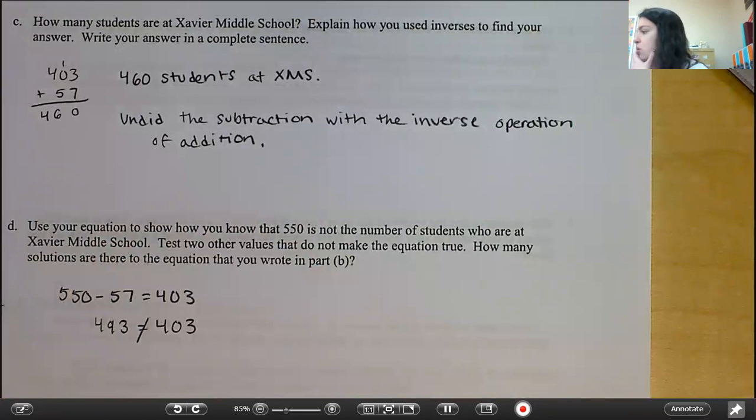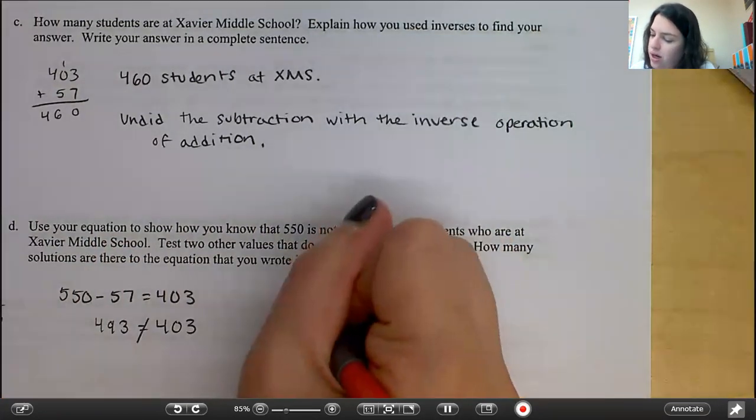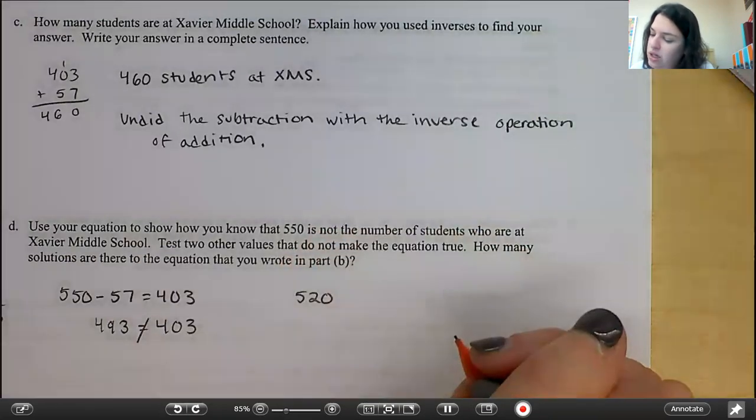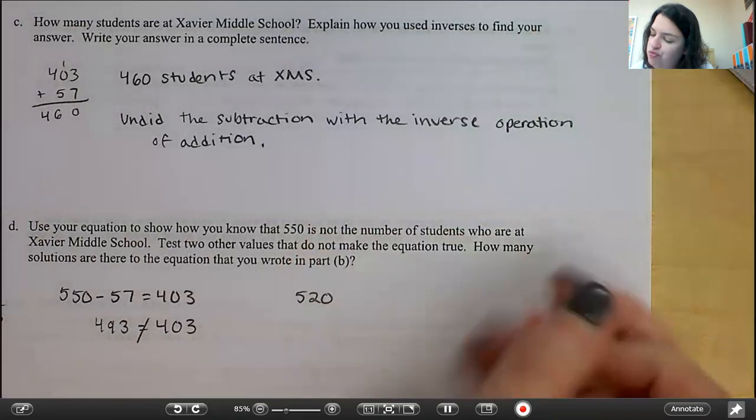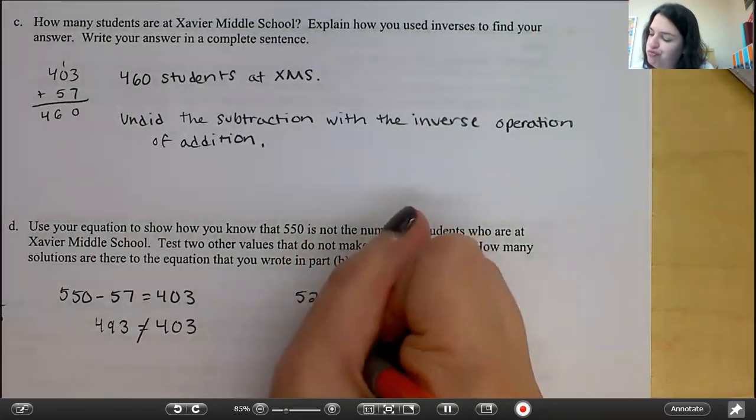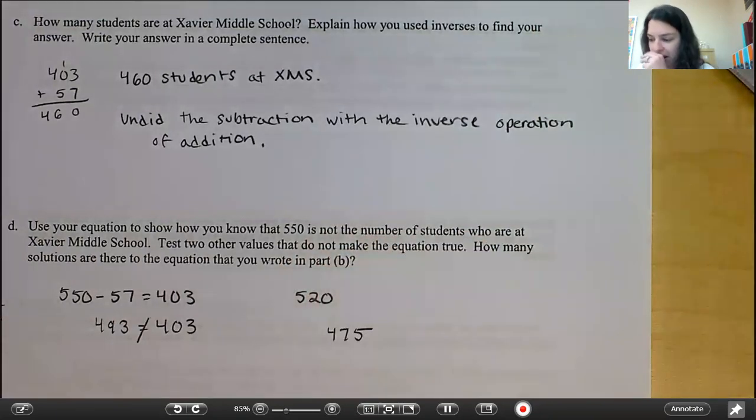I would like you to try, as your other two numbers, 520 and 475. Okay, so go ahead and try these. These are going to be two things that we saved to talk about in class, but I want you to show me by substituting in these values that it's not going to make the equation true. So go ahead and do that.